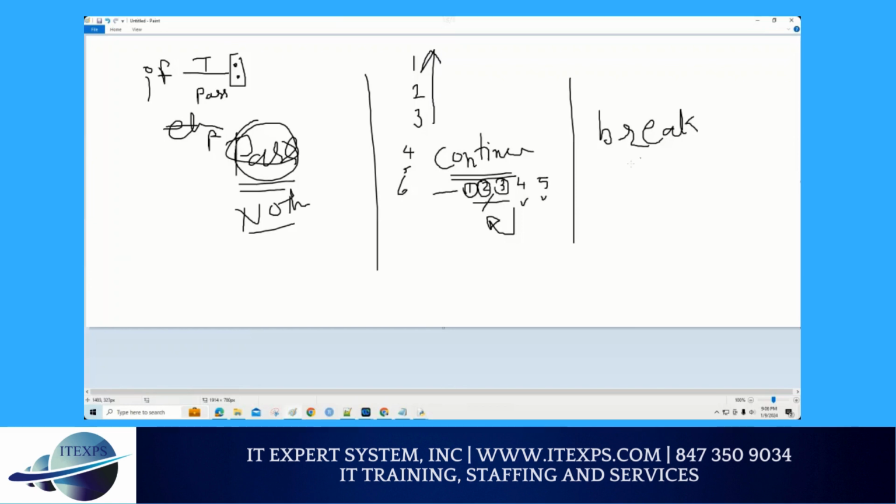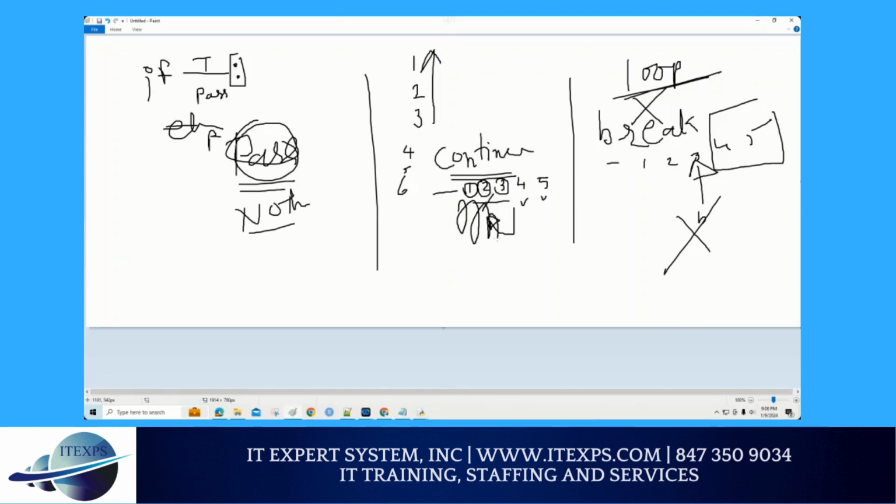While break, if you have 1, 2, 3, 4, and 5, and you say if you meet 3, break, your loop will stop there. It means you will not see 4 and 5 ever. So break the loop. Continue, skip the cycle. I'll show you with an example so you will understand.